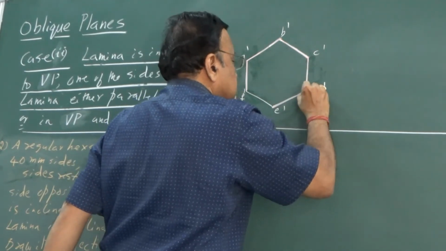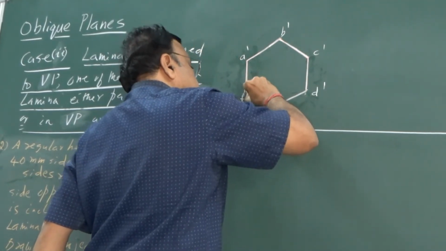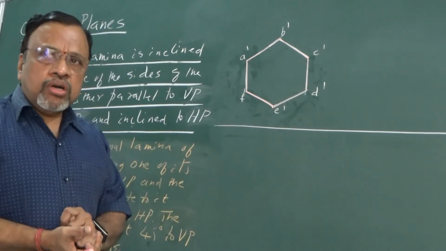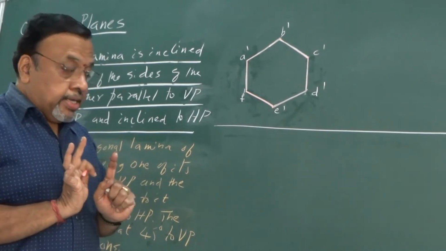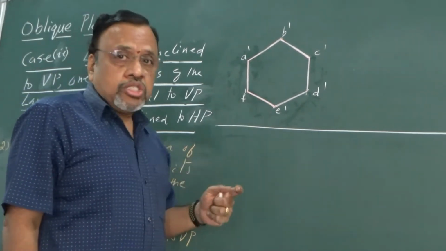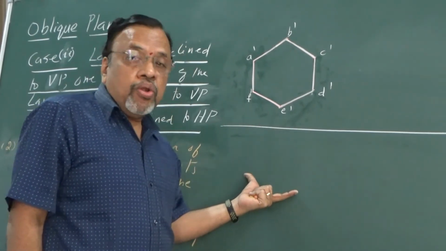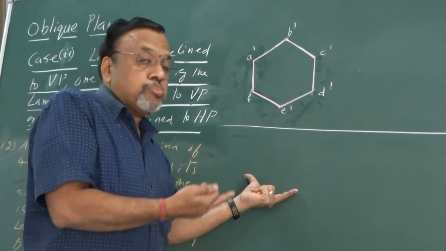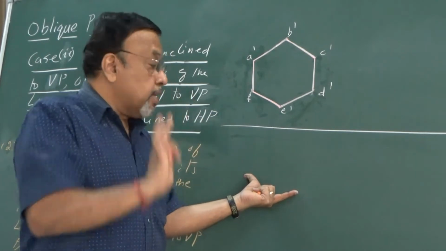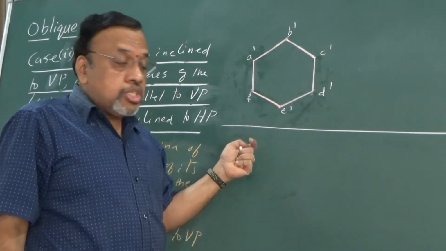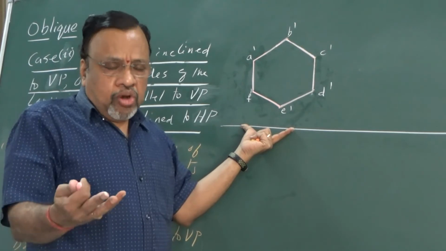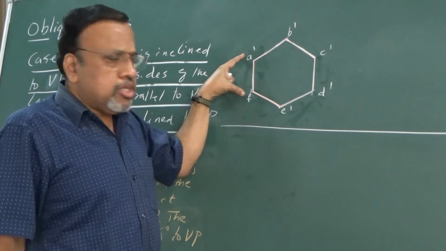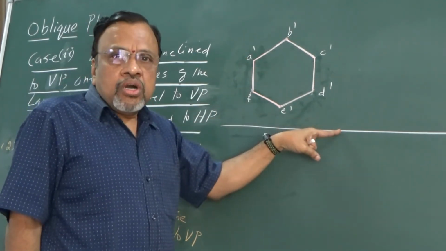What is the next step? The next step is I need to draw the corresponding top view. Now we should see whether it is better to draw this top view on XY or below the XY. So you have two options. Which option is better for this particular problem? Since I have given that one of the sides is resting on VP, I am concentrating on either AF or CD. Let us say I am concentrating on AF. I want this particular AF to be on XY, but it is on VP.